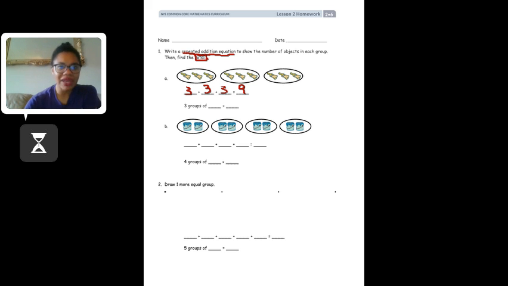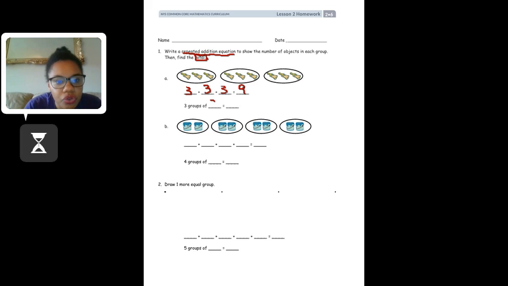So now that we've done our number sentence, because we know that 3 plus 3 plus 3 equals 9, now it's time to do our sentence statement. At the bottom it says 3 groups of blank equals blank in total. We do know that there is 3 groups, but 3 groups of what? That's right, paintbrushes. There's 3 groups of 3 paintbrushes.